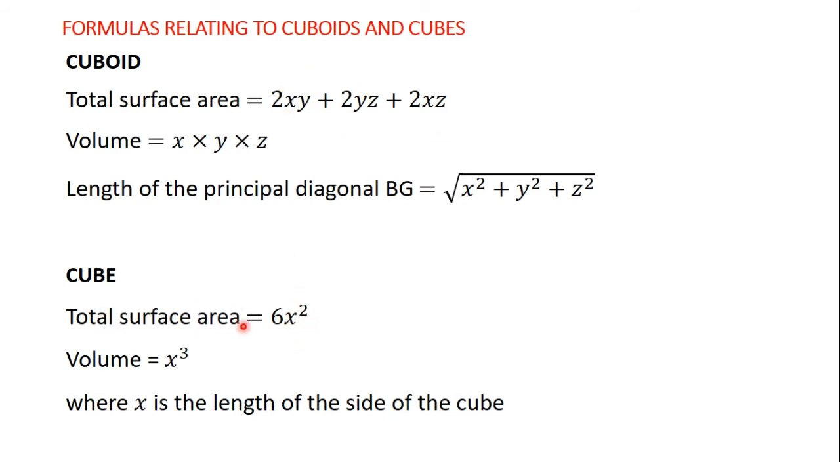So the total surface area will give us 6x squared, and the volume is x cubed, where x is the length of the side of the cube. So if the length of the side of the cube is x, then the total surface area is 6x squared, and the volume is x cubed. These are the formulas for cubes and cuboids.